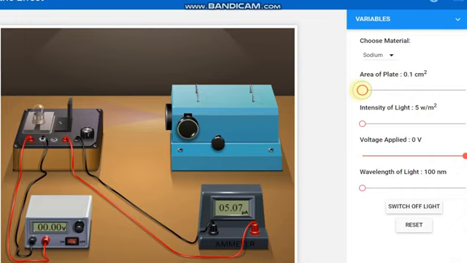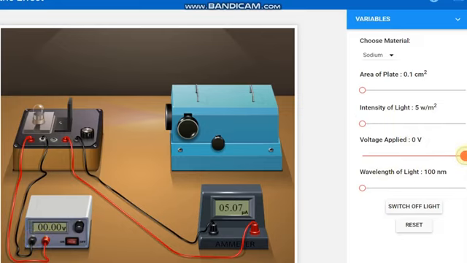So I am selecting the area of the plate as 0.1 centimeter square, and the intensity of incident electromagnetic radiation. We can vary the intensity of incident electromagnetic radiation also. Initially I am selecting 5 watts per meter square, or you can change 10, 15, 20 like that. So I am selecting 5 watts per meter square as the intensity of incident electromagnetic light. And this is the applied voltage. Here it is showing 0 volts, and the same 0 volts you will find in this voltmeter also.